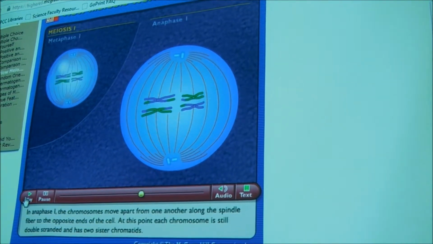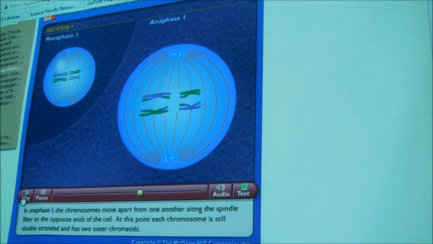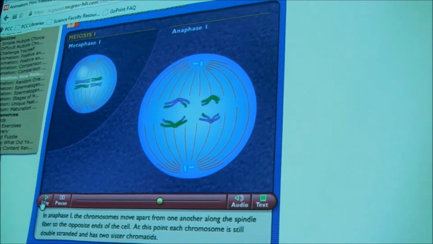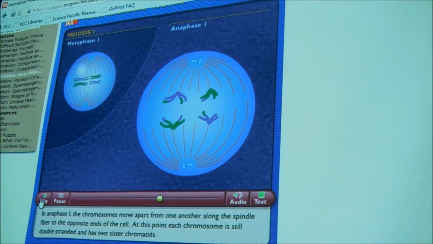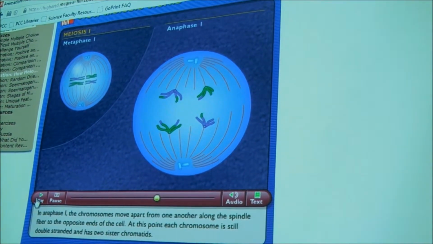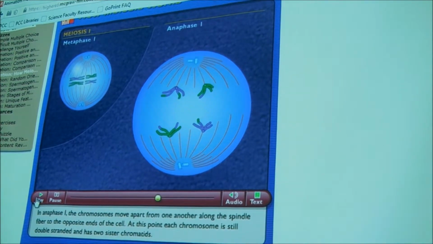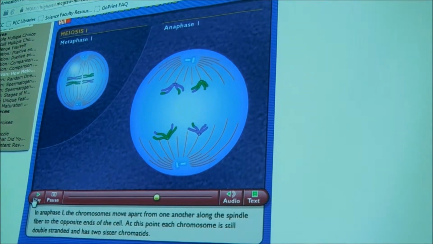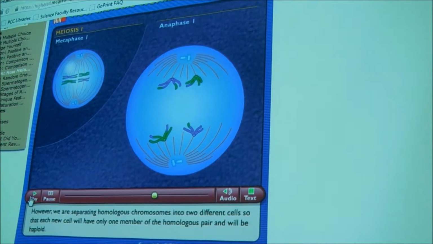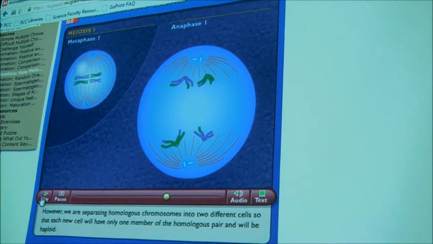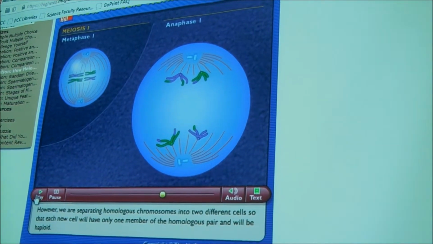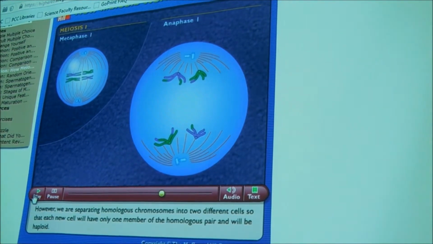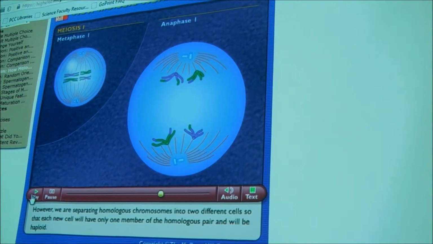What comes after metaphase? In anaphase 1, the chromosomes move apart from one another along the spindle fiber to the opposite ends of the cell. At this point, each chromosome is still double-stranded and has two sister chromatids. However, we are separating homologous chromosomes into two different cells, so that each new cell will have only one member of the homologous pair and will be haploid.